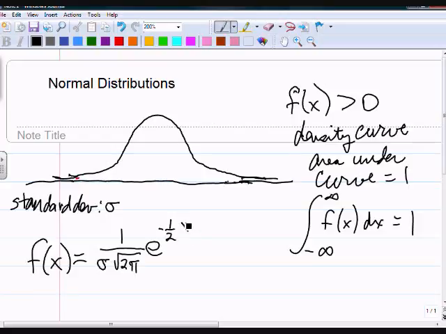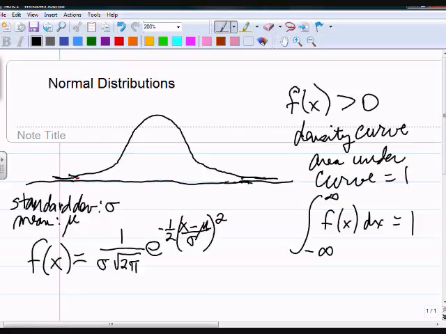times, now we finally get the variable in, x minus the mean of this distribution, which we're going to abbreviate with the Greek letter mu, which is like a U, but it's got a long tail on the left side. So I'm going to subtract the mu. I'm going to divide by the sigma. And then square all that.